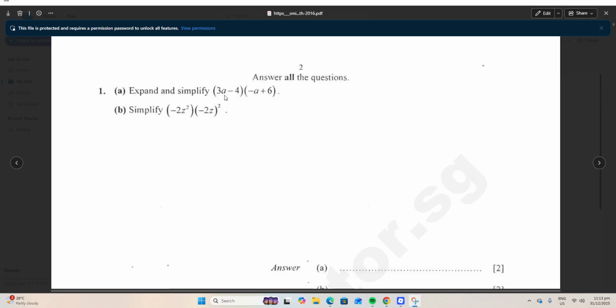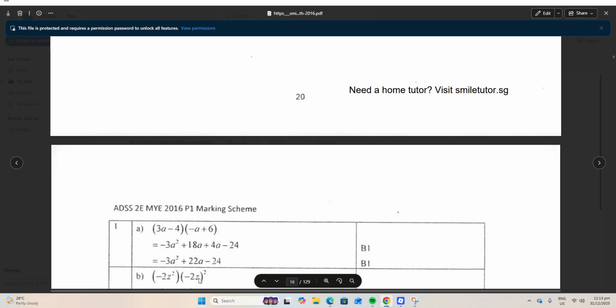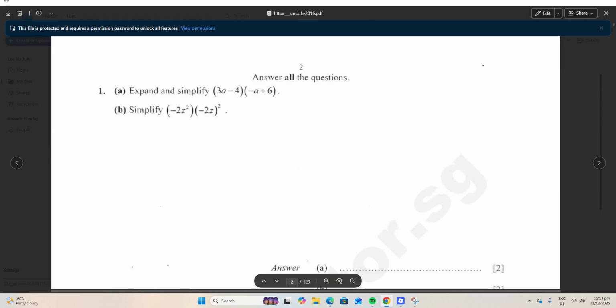Okay, so the first thing we want to do is the rainbow method. So what we do, follow the cursor. Okay, 3a times negative a. So I'll draw one rainbow over here. In other words, I want to write 3a times negative a. So this will give me negative 3a squared. Then after that, you're going to write 3a times 6, which is 18a, and then minus 4 times minus a, which is going to be 4a. So you add them up together, that's going to give you 22a, and then minus 4 times 6. Minus negative times positive will give you a negative number, right? So in other words, this will give you negative 24. So in other words, the answer here would be this.